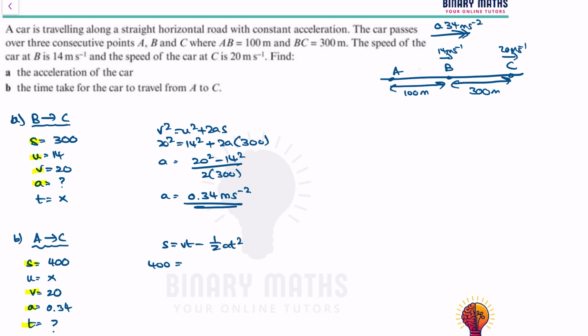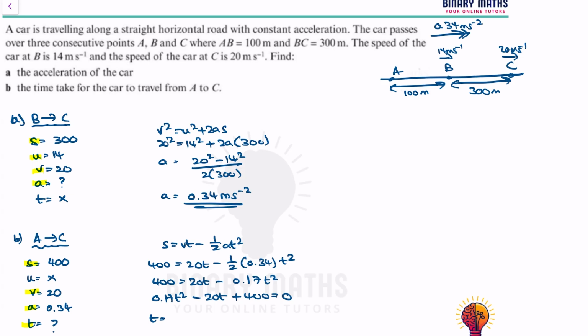So 400 is equal to 20 times t minus half times 0.34 times t squared, which means 400 is equal to 20t minus 0.17t squared. Take everything to the left-hand side. So I get 0.17t squared take away 20t plus 400 is equal to 0.